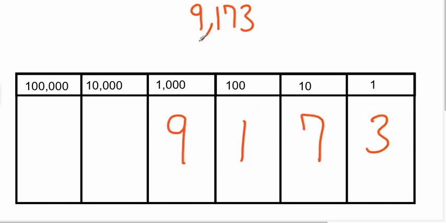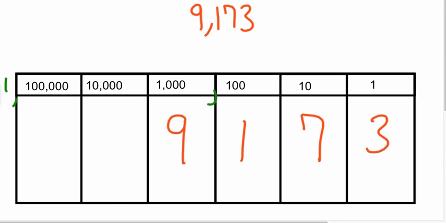Let's look at this number, 9,173. Up here you can see I put a comma there because did you know that after 3 place values you got to put a comma? So 1, 2, 3, put a comma, then 1, 2, 3. So if I had a million over here there'd be a comma, but we're not going that far yet. So 9,173.